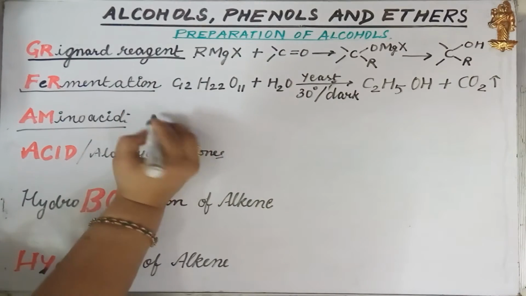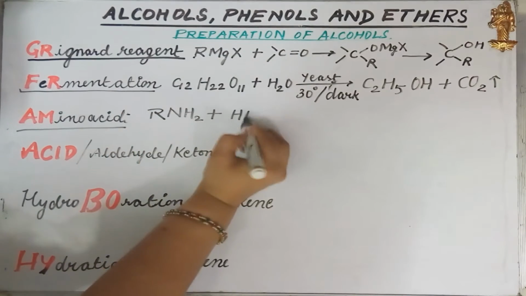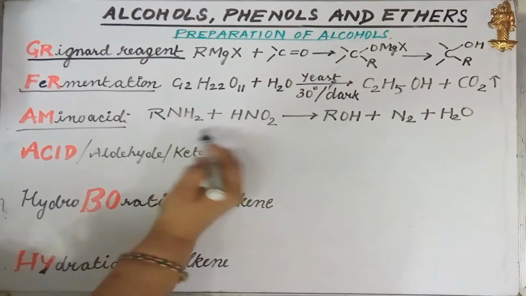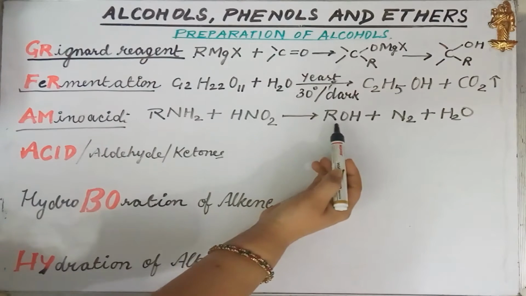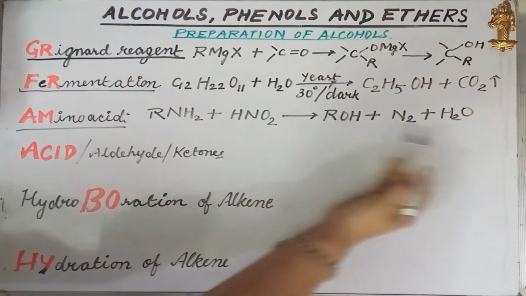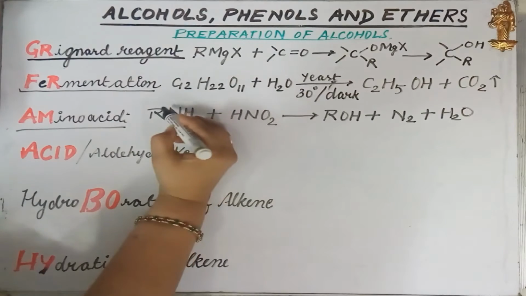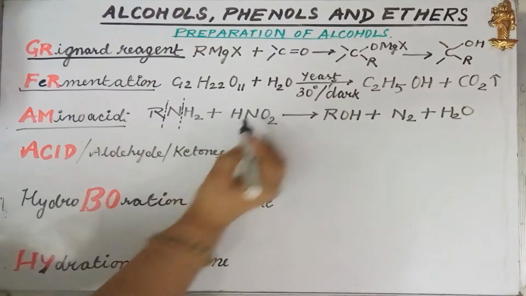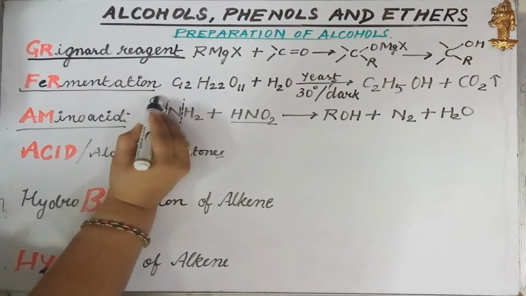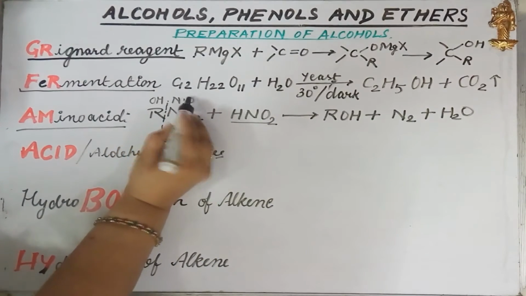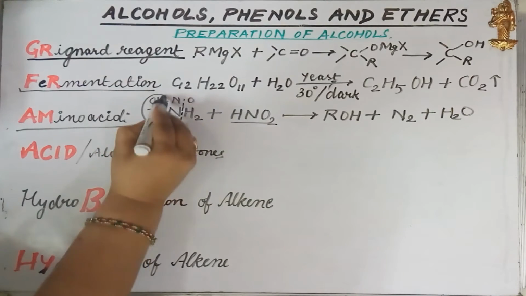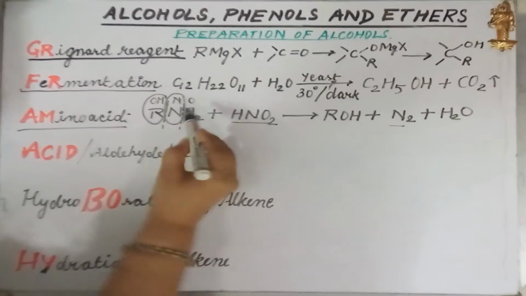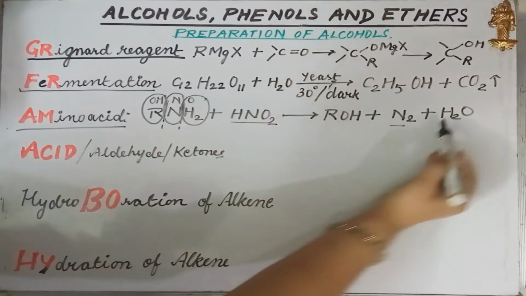Next is amino acids. Amines react with nitrous acid to give alcohol, nitrogen and water. Let me make it easy for you. Amines will break down in this manner, and HNO2 you can learn as HONO. So this is ROH, alcohol is formed. This is N2, nitrogen is formed, and this is water.